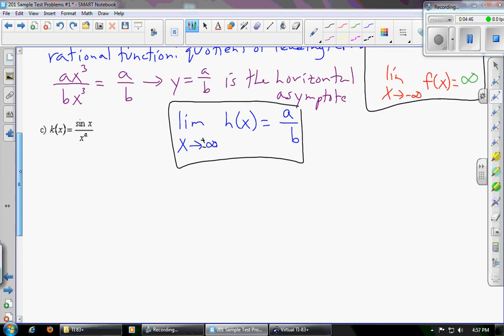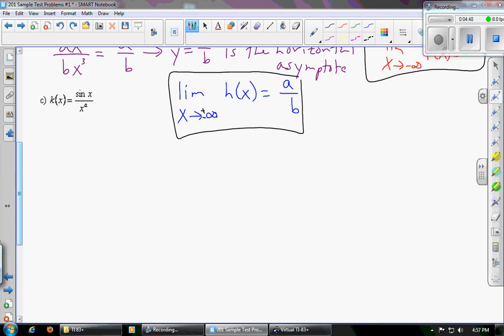Finally, part C. K of x is sine x over x to the a. Okay, I don't really have a good name for this kind of function. It's not a rational function because the top is not a polynomial. It's a trig function. So I guess what we're supposed to know here is something about dominance. Here's what I know. No matter what value of x you plug in, sine of x is trapped between the same two numbers. We know that sine x oscillates between -1 and 1 infinitely often as you run to the far right and infinitely often as you run to the far left.